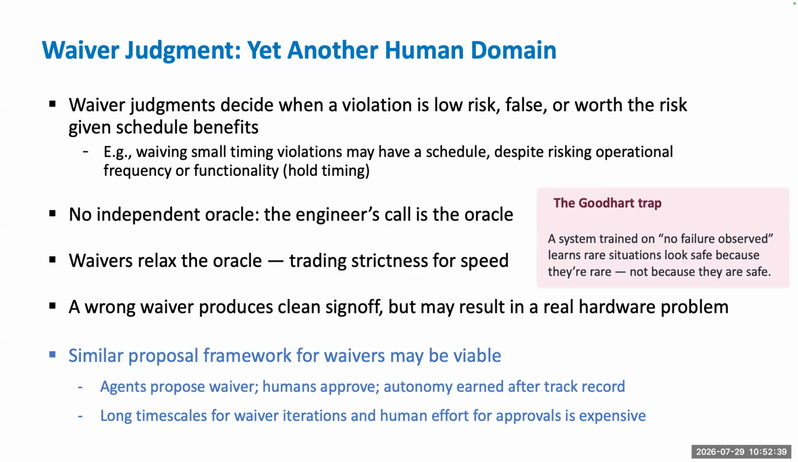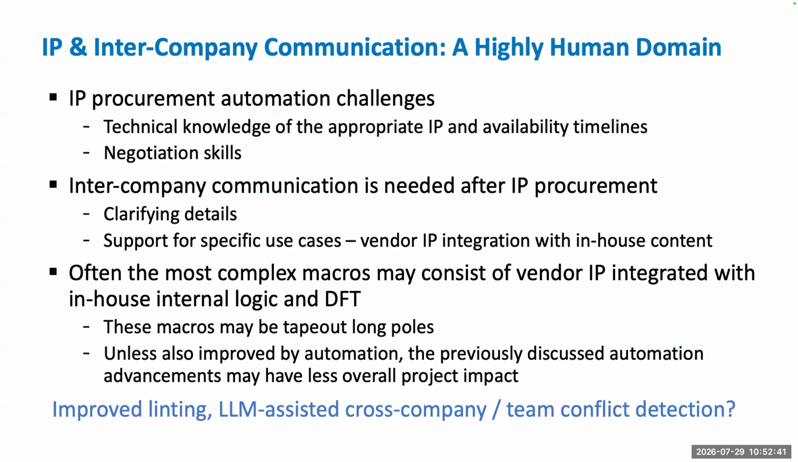But yeah, throwing out the waiver judgment is another domain. And maybe one final domain here is the intercompany communication. So you can do all this right, but if you can't get your IP, or you have, let's say, a missing detail in the IP, it's still not going to work. And this may be one of the most complex problems.